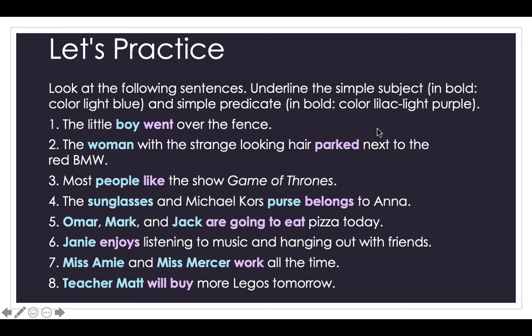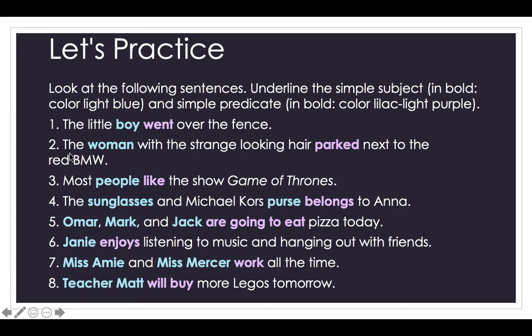Okay, so let's look at these sentences. The little boy went over the fence. So you don't see circles here, but let me explain. The little boy is the complete subject. Boy is the simple subject. Went over the fence is the complete predicate. Went is the simple predicate. In other words, went is the verb.